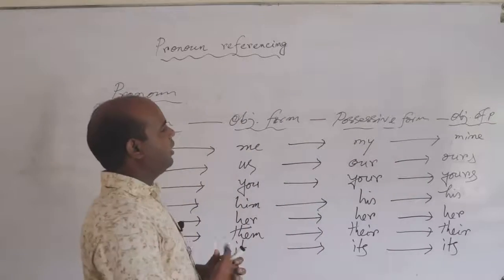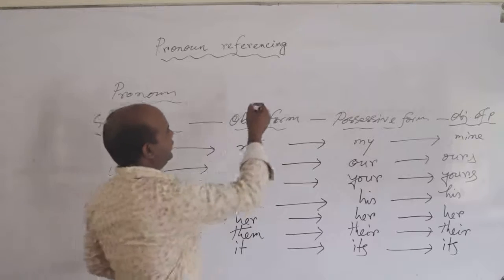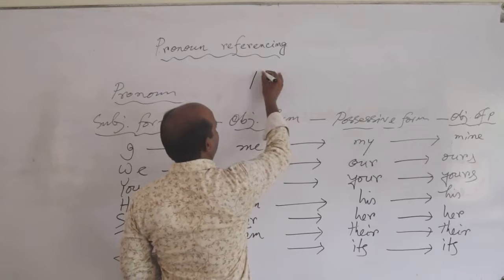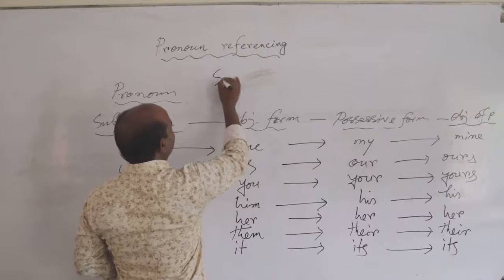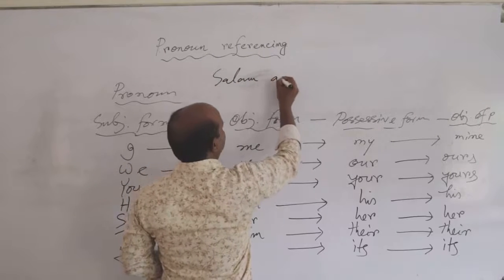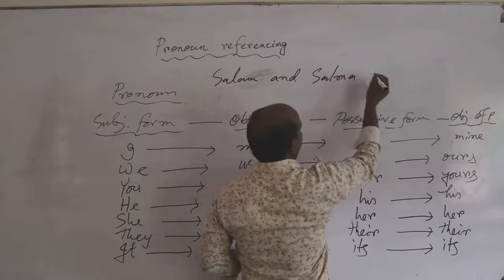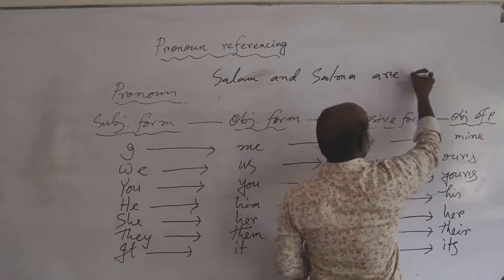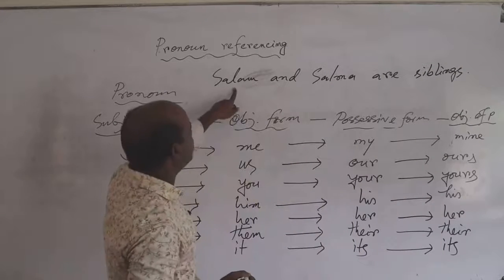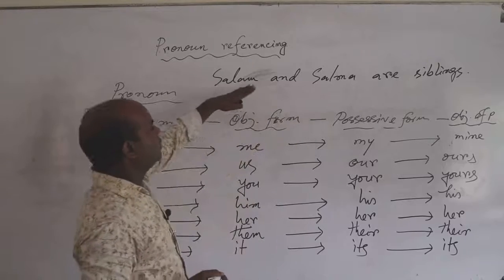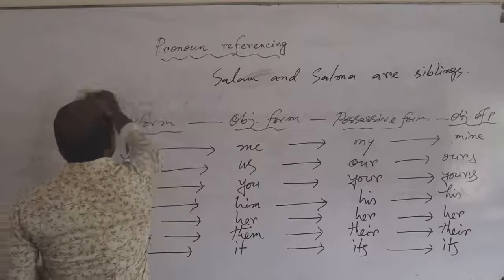So now I will try to discuss with the help of an example. If I use he, if I use Salam and Salma are siblings. Here Salam and Salma are 2 different subjects.